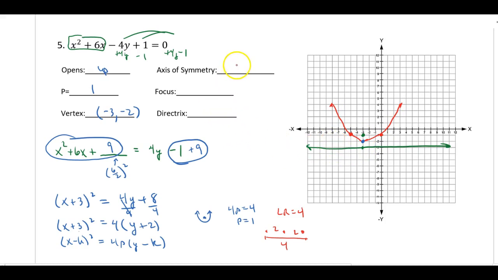So our axis of symmetry is going to be at x equals negative 3. My focus is going to be at (-3, -1). And my directrix is the horizontal line, y equals negative 3.